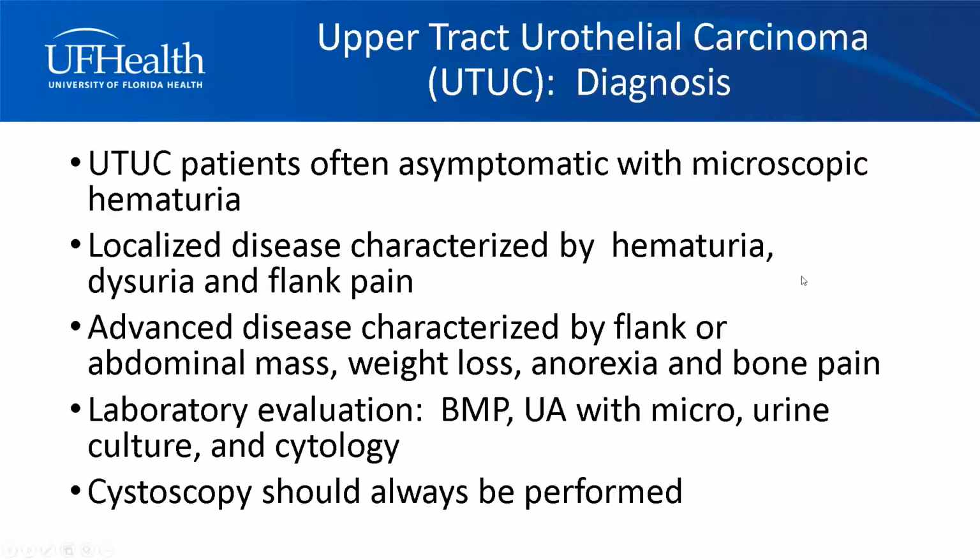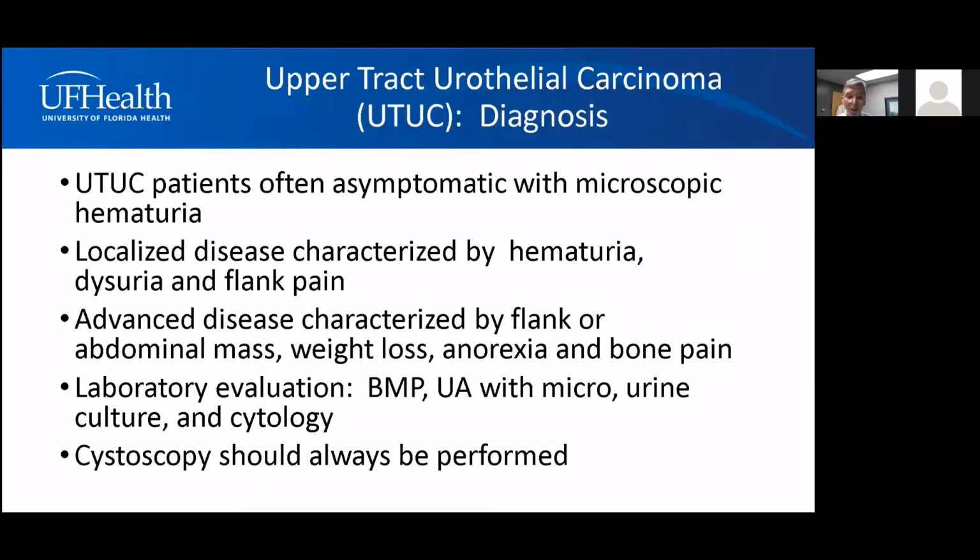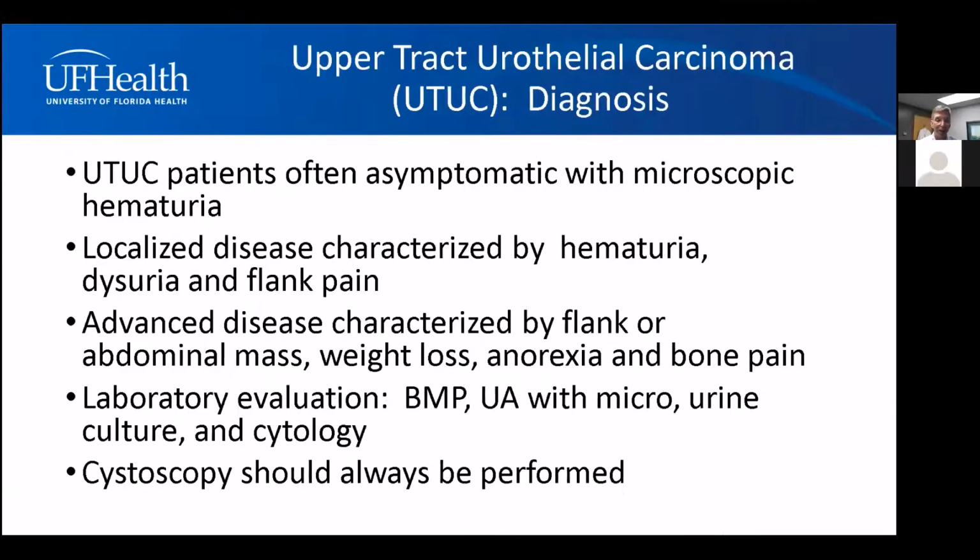Good. So, diagnosis: upper tract urothelial cancer patients often are asymptomatic with only microscopic hematuria. But when we find localized disease, there could be microscopic or gross hematuria, dysuria, flank pain. Advanced disease is more characterized by flank or abdominal masses, weight loss, anorexia, bone pain, because they could be in advanced disease and have these issues.